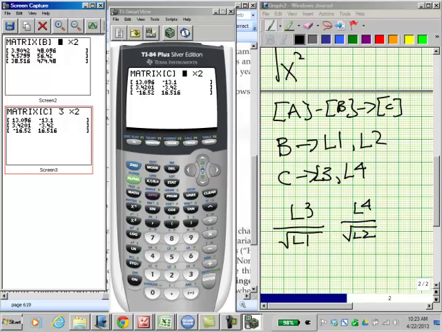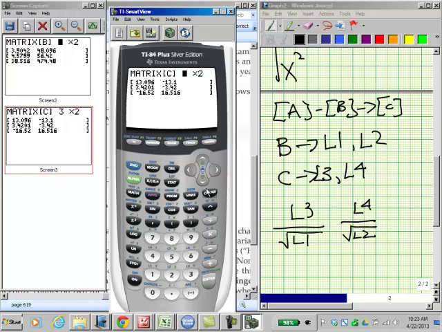Matrix C is going to be in L3 and L4. So I'll take L3 and divide it by the expected for the same one. Now, you can look at this and you can already see that some of these z-scores are going to be really big. But we'll run this exercise and you'll see what I'm talking about.